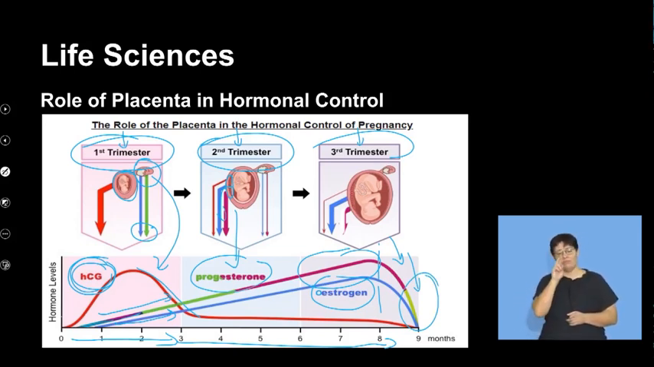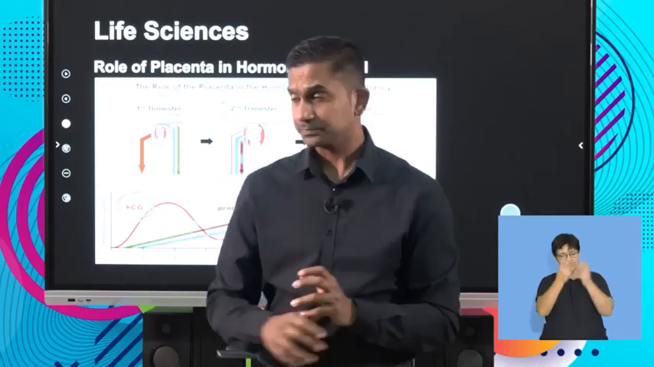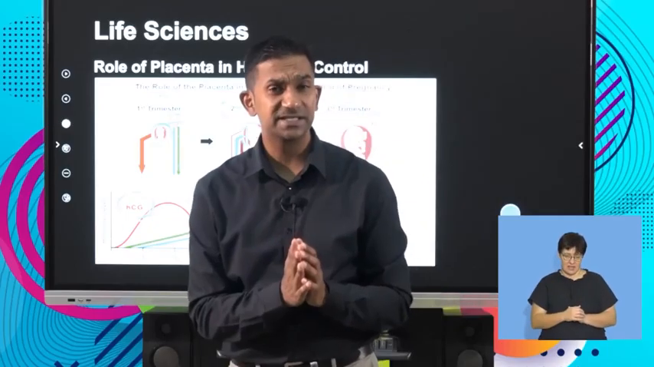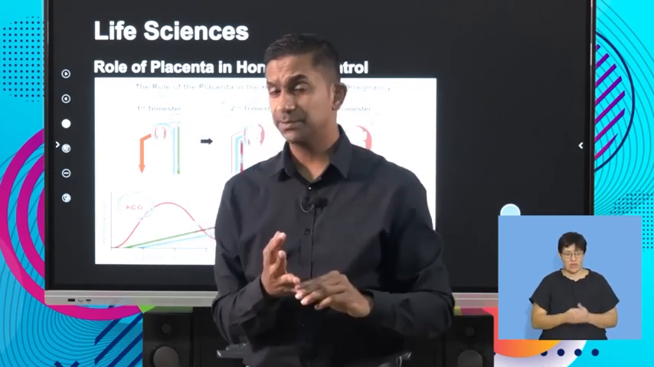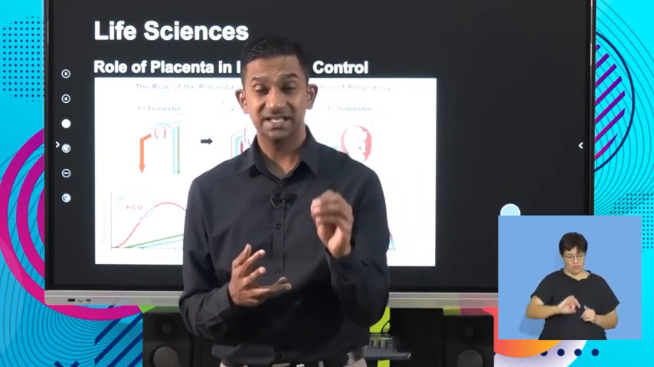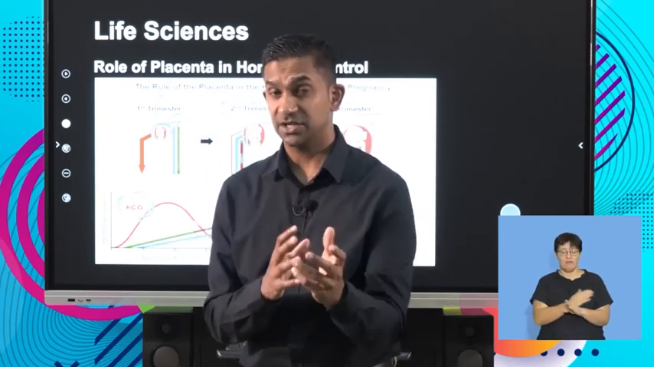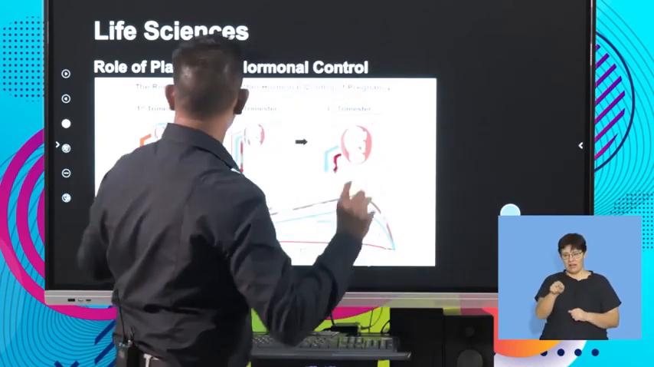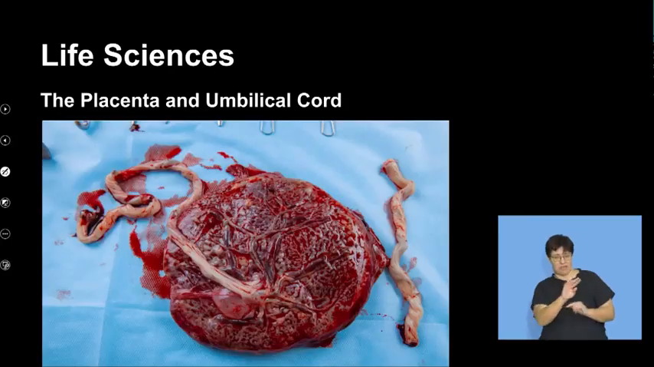So guys, in this segment we've looked at an overview of the role of the placenta in terms of the hormones that are produced, and its structure. What is significant was discussing the umbilical cord and its structure. Before we wrap up, I'd like to show you what an image looks like of a placenta.